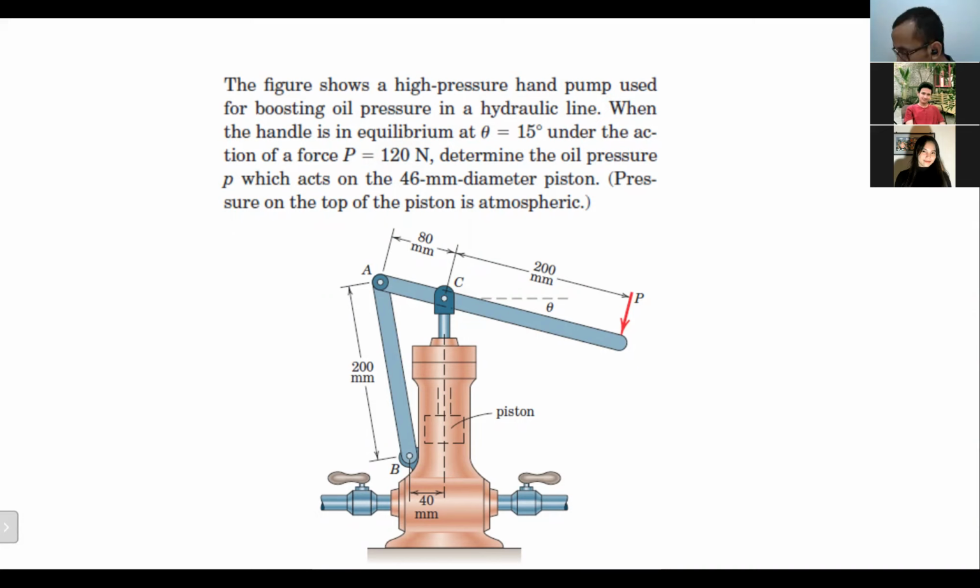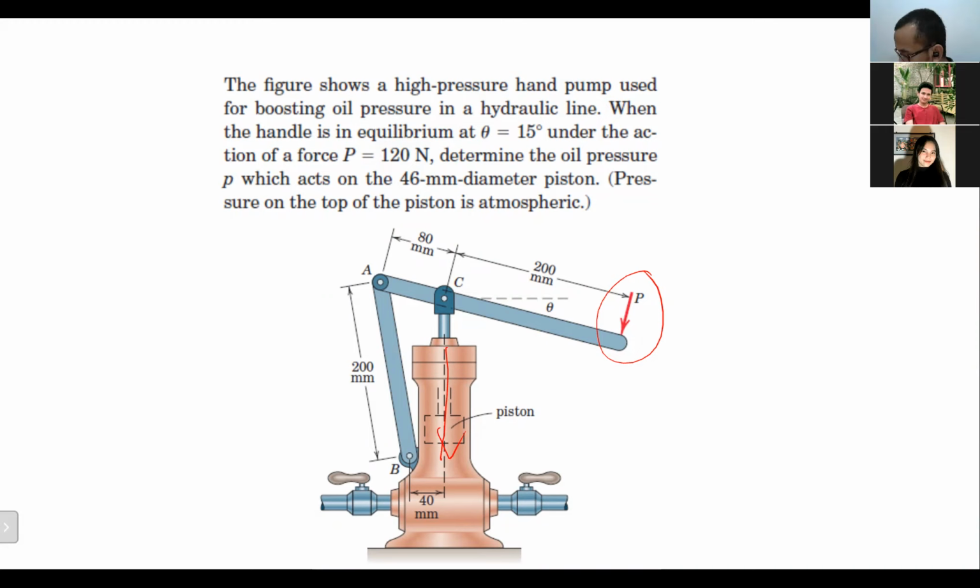Anyone knows what this is? Actually, it's quite clear. It's stated here. It's some kind of device to increase the oil pressure. Basically, how the device works is by giving a force like this, then the piston here will move down to help increase the pressure like that. That's how the device works.